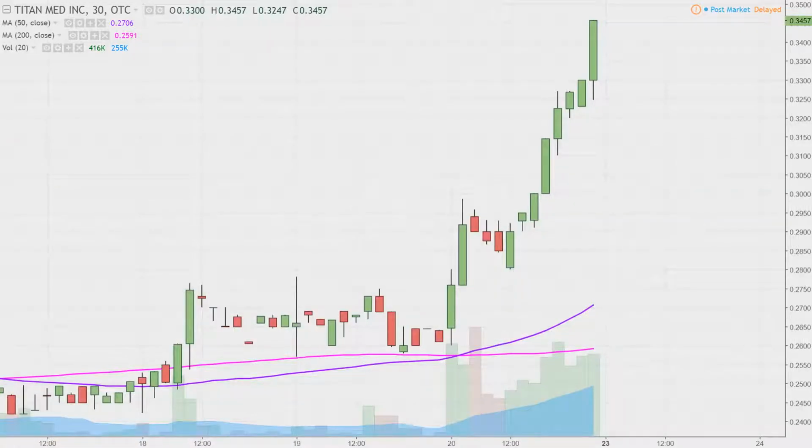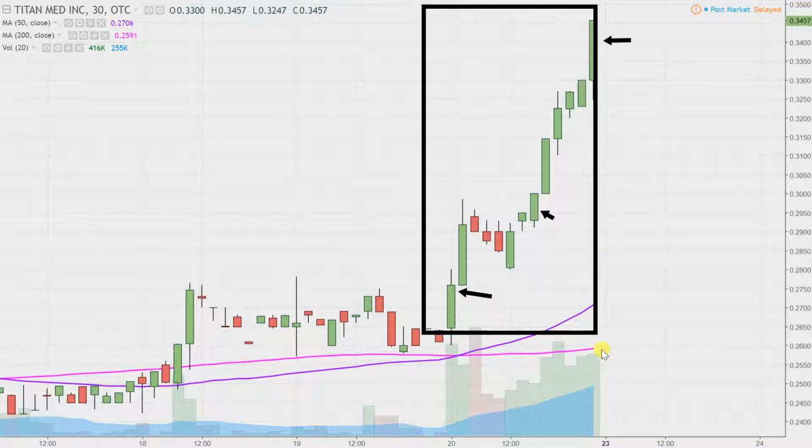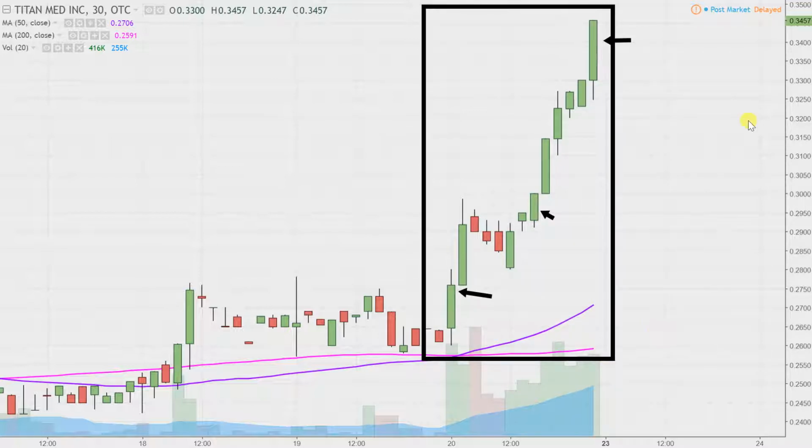Real quick, what do I mean by 30-minute, in case maybe you're new to charts? Instead of each one of these candlesticks here representing 1 day's worth of price action, which is what you would normally see, each one represents 30 minutes. So while this here may look like a few weeks worth of time, it's actually just today's price action broken down into 30-minute time slices.